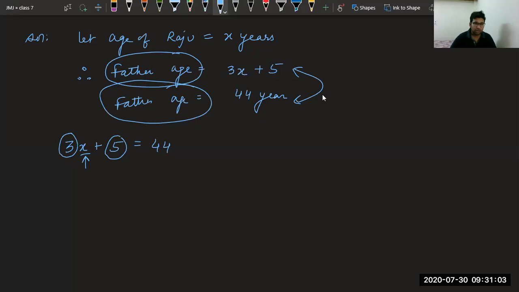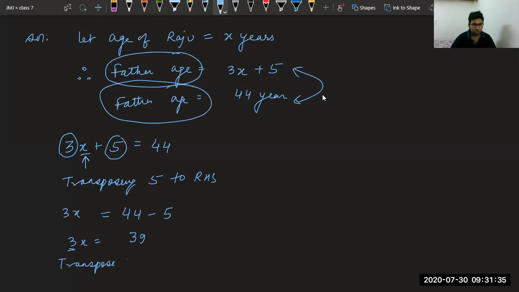So transposing 5 to right hand side. On left side it was adding, on right side it will subtract. So it will be 3x equal to 44 minus 5 is how much? All of you, 44 minus 5 is 39. Very good. Now finally we have to transpose this 3. So we will write transpose 3.